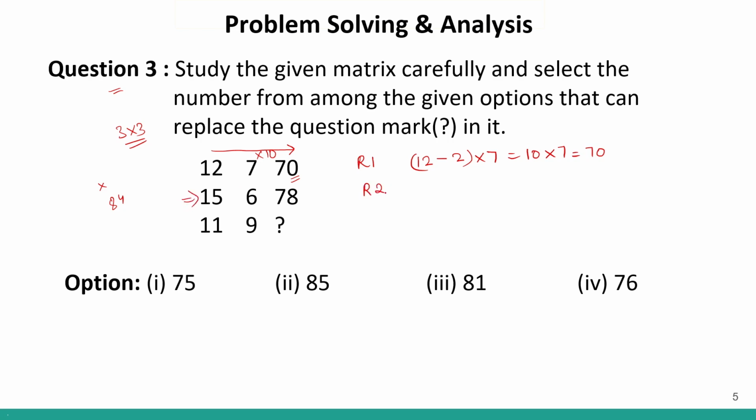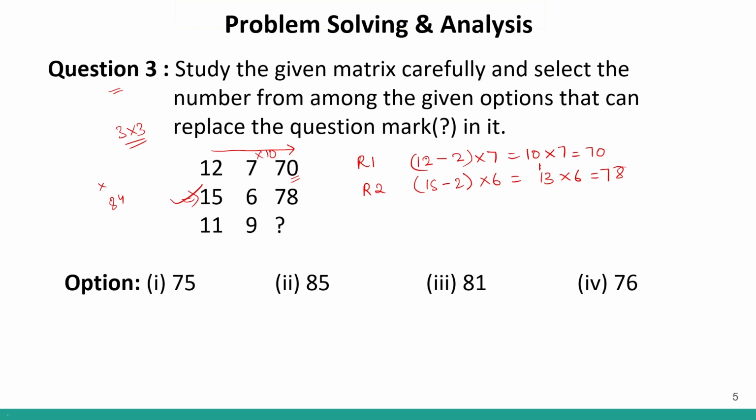So in row 2, it will be 15 minus 2 into 6. 15 minus 2 is what? 13. And 13 into 6. 6 3s are 18, 1 carried. 6 1s are 6, plus 1, 7, so 78. So row 2 gives me 78. So logically, this pattern is correct for row 2 as well.